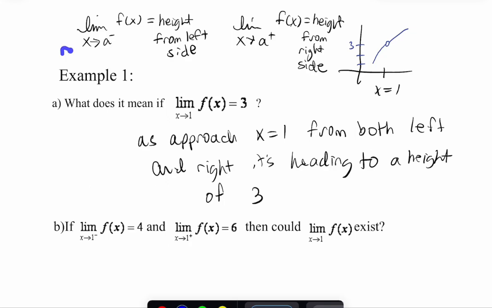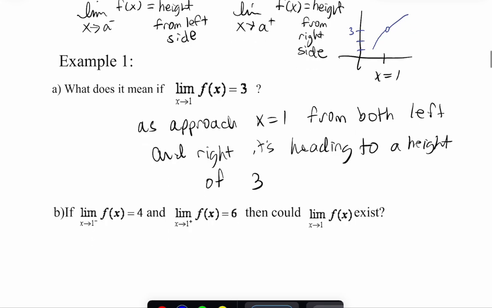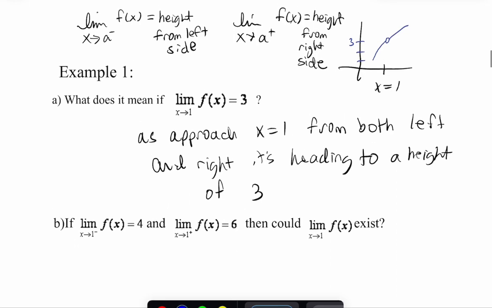So the negative notation means from the left side. Positive means a little bit more than that. It's coming in from the right side. Okay, so that's important that you know that notation because that notation is going to come into play. So let's look at part B here and how part B changes things up a little bit.